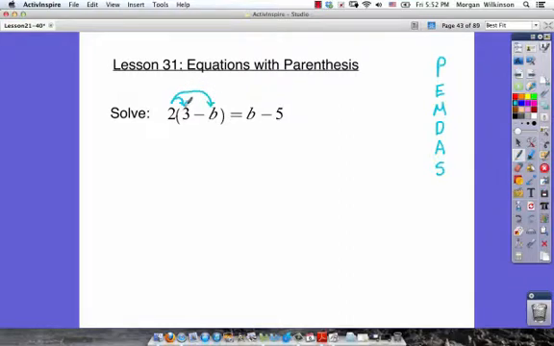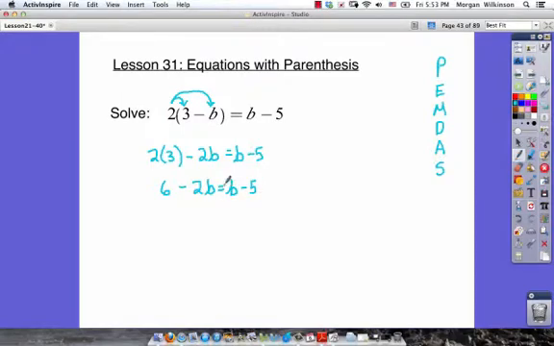Now remember, the distributive property says we can multiply whatever is on the outside into what we have in the parentheses. So we're going to get 2 times 3 minus 2 times b. That's going to be equal to b minus 5. I'll put some tails on the b's, so they're obviously not 6's. 2 times 3 is 6. We have 6 minus 2b is equal to b minus 5.